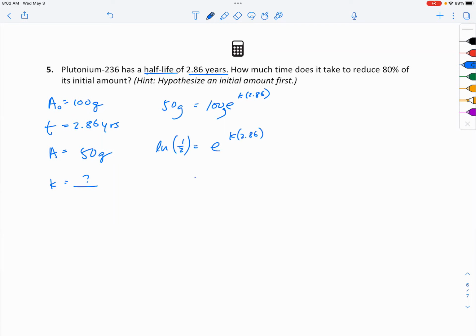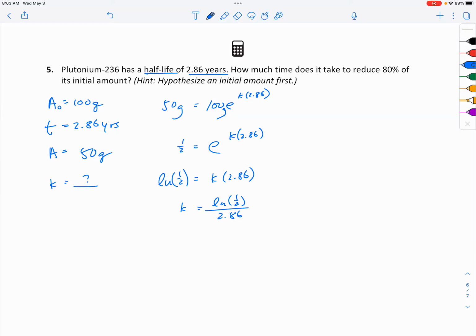And I will wait for you to propose something if you want to be smart. Sorry, my bad. I'm jumping too fast. I should be doing this. It's e to the k, okay, and then I do the natural log. So you have this, and then k is simply the natural log of 1/2 over 2.86.